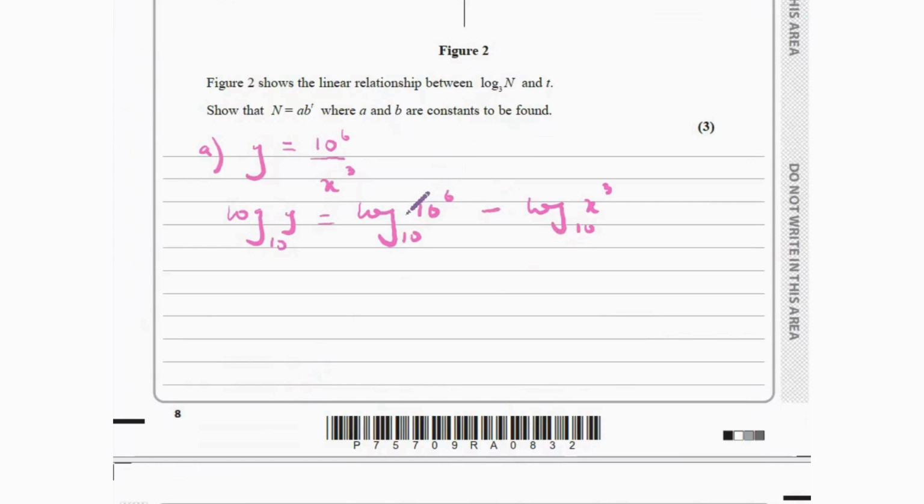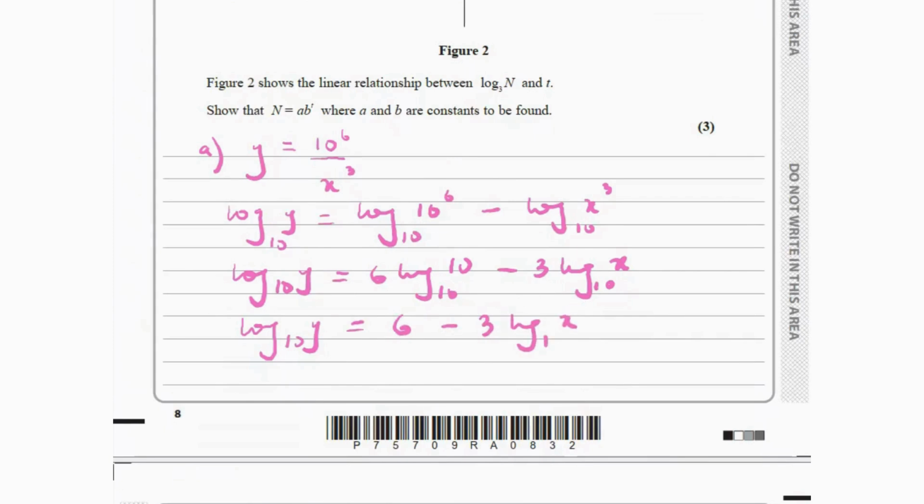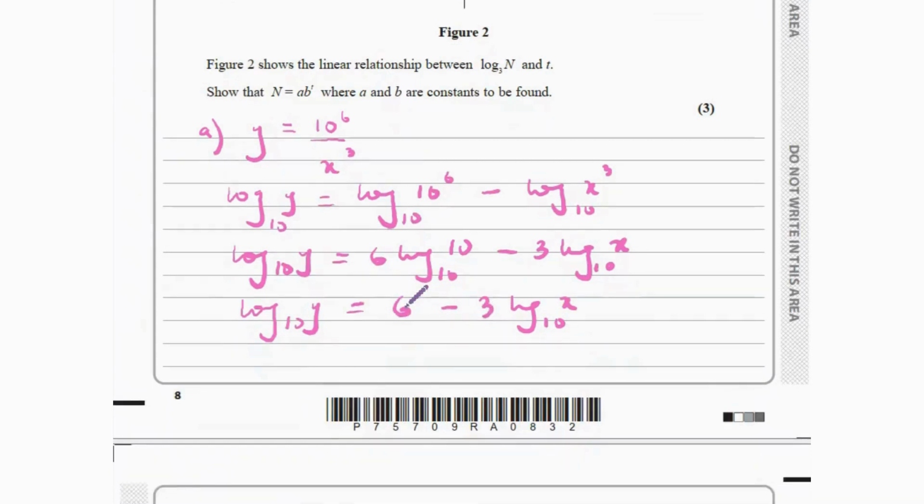Next, we're going to bring the power down. So it's going to be 6 times log of 10 to the base 10 minus 3 times log of x to the base 10. So log of 10 to the base 10 equals 1. So it's going to be 6 over here and 3 log of x to the base 10. So we can see that the gradient is negative 3 and the y-intercept is 6.